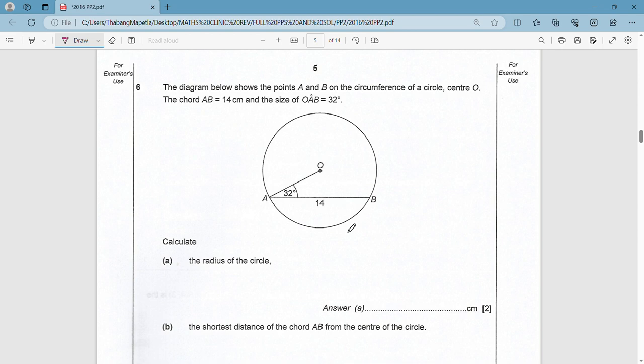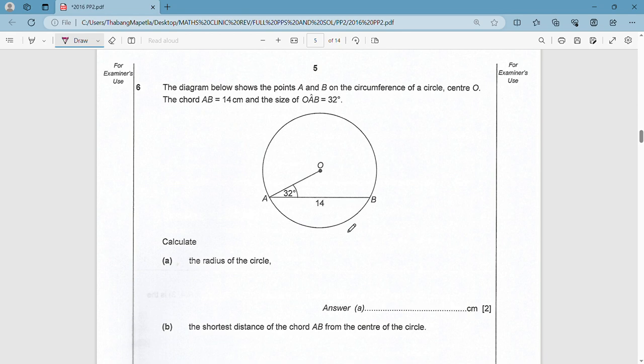Okay, number 6. The diagram below shows the points A and B on the circumference of a circle with center O.